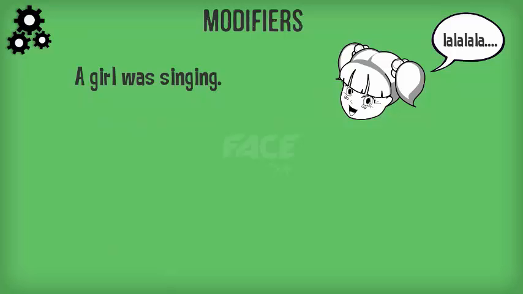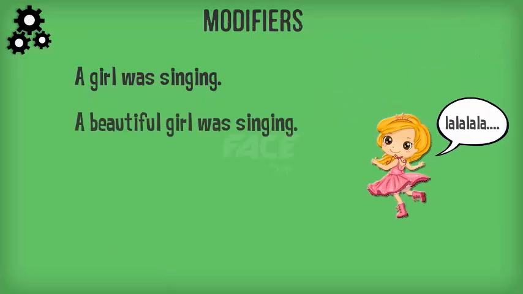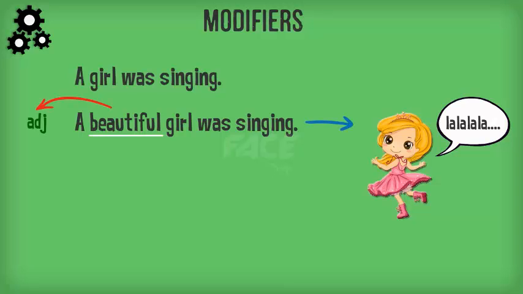Let's start by modifying the sentence. A beautiful girl was singing. Here, the word beautiful conveys extra information about the girl who was singing. We already know that beautiful is an adjective. Hence, adjectives are, in other words, modifiers.